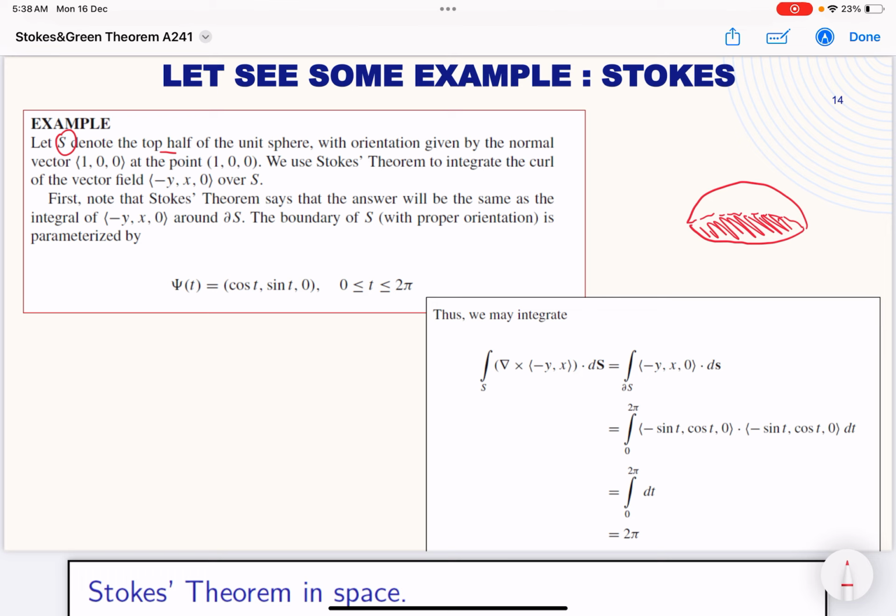With the orientation given by a vector. So now your vector is x 0 0. So you have a normal vector, so definitely here your normal vector is 1 0 0 at the point 1. So the point here is also 1. So this is point 1, x1, y0, z0.